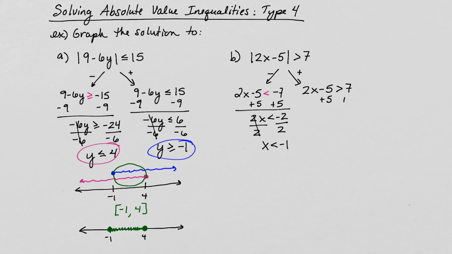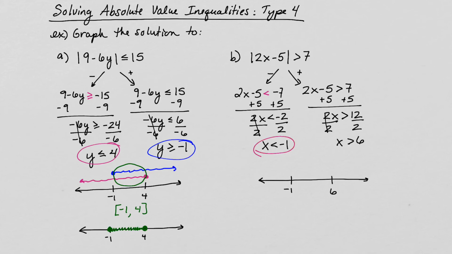Same thing here, I'm going to add 5 to both sides. So we're going to have 2x is greater than 12. We're going to divide both sides by 2. So x is greater than 6. And now we're going to draw that on a number line. So here I have -1, here I have 6, just like I've been doing. Draw the first one in pink. So x less than -1, open circle at -1, and we're going to go to the left. x greater than 6, open circle at 6, and we're going to go to the right.